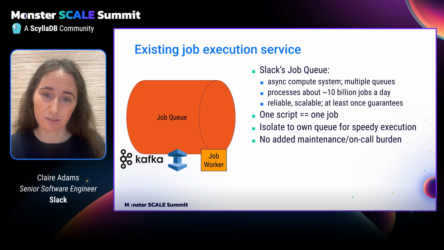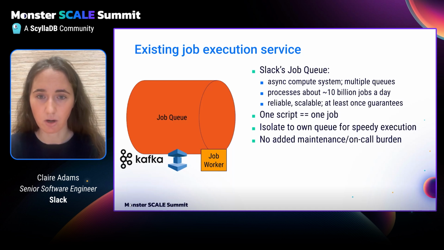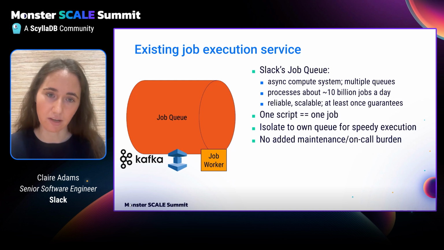It was also really nice because we had already invested years into making this job queue system very reliable, very scalable, with good guarantees, a good on-call rotation and good maintenance. There's a whole team working on keeping this together. So if we can just leverage that, it makes our lives a ton easier. We don't have to add new on-call. We don't have to add new systems or complexity. We can just use what we have.